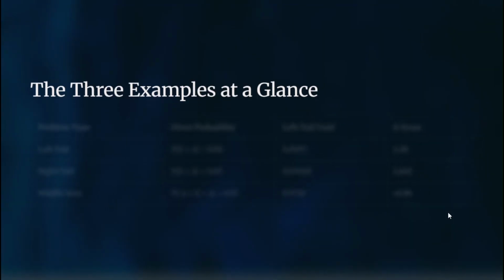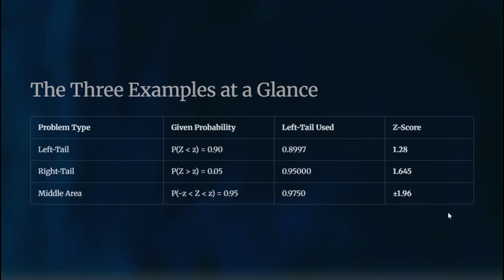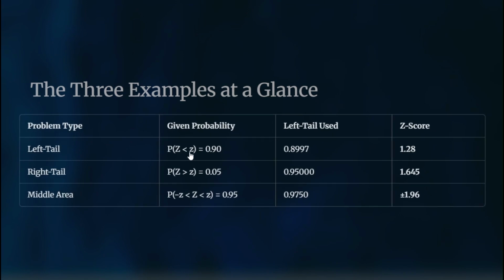So here are 3 examples at a glance. We had a left tail problem. We were looking for z such that the probability that z is less than that value is 0.90. The left-tail value was 0.8997, which was the closest to 0.9, and we found the z-score to be 1.28. When we had the right-tail problem, the probability that z is greater than some value is 0.05. The left-tail value was 1 minus 0.05, and we found the z-score to be 1.645.